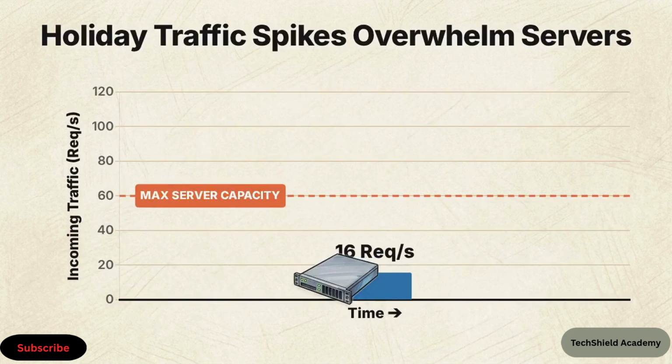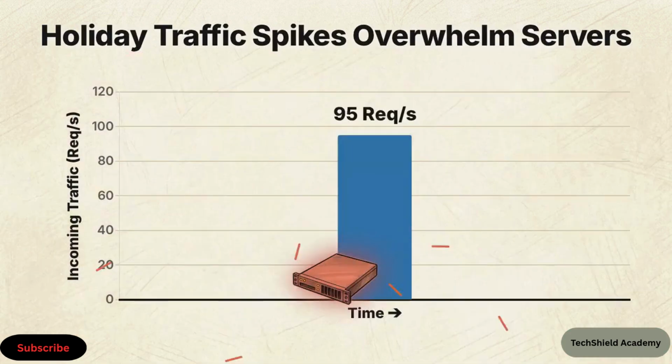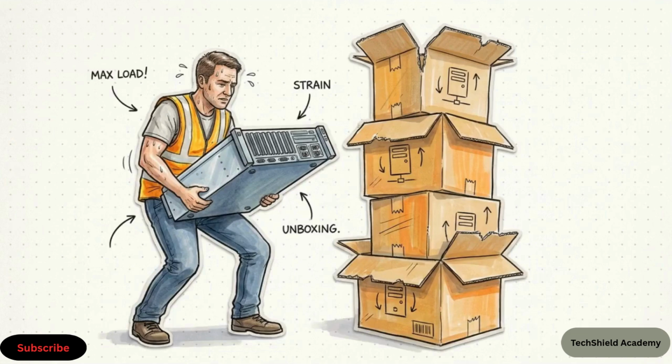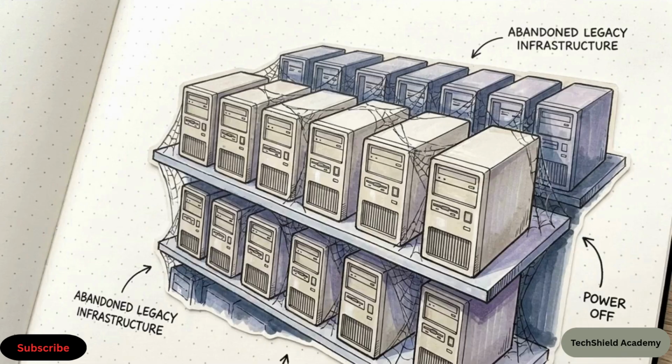If a holiday sale brought a sudden spike in traffic, that solitary machine would become overwhelmed. It would crash, and the entire business would go instantly offline. The common workaround was to buy excess hardware just to handle those busy days. The problem was that for the rest of the year, those expensive machines sat entirely empty, wasting the company's budget.